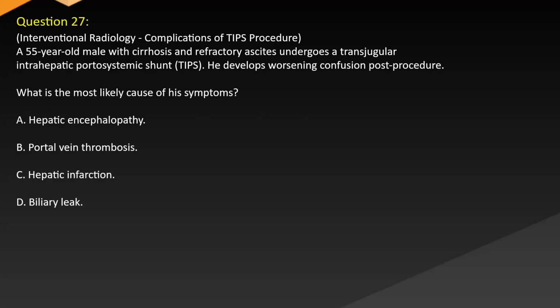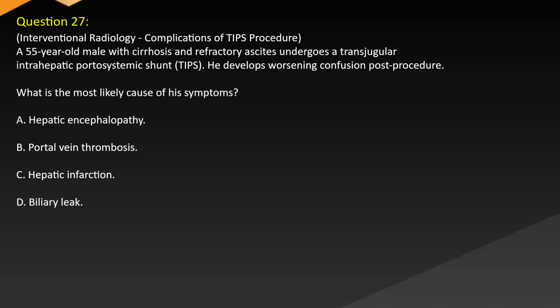Question 27. Interventional radiology. Complications of TIPS procedure. A 55-year-old male with cirrhosis and refractory ascites undergoes a transjugular intrahepatic portosystemic shunt, TIPS. He develops worsening confusion post-procedure. What is the most likely cause of his symptoms?